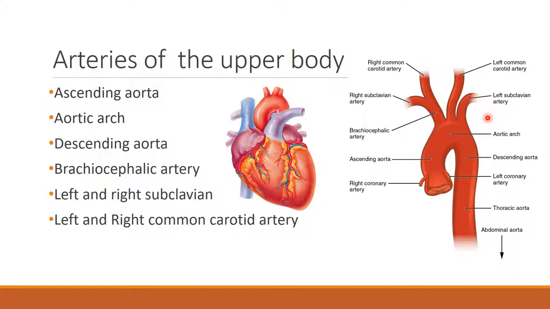Finally, on at least this slide anyways, are the common carotids. You've got a pair of common carotids. The right common carotid branches off the brachiocephalic artery, and the common carotid leads up to the head. And then the left common carotid branches directly off the aortic arch. It's the second branch off the aortic arch, and it also leads up to the head.